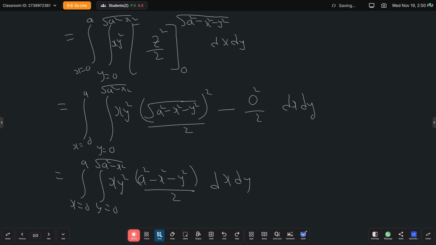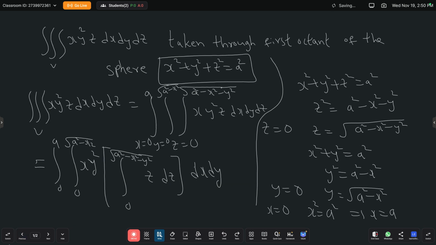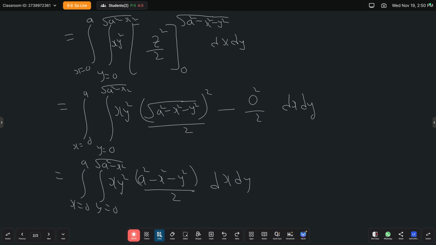So now we have to integrate the next one. First of all, in the first step, we have integrated with respect to z: integral 0 to root a square minus x square minus y square, z dz. Integral of z is z square by 2. So the limits are 0 to root a square minus x square minus y square. Here in place of z we have to substitute the upper limit, so it is root a square minus x square minus y square whole square by 2, minus, in place of z, the lower limit which is 0, so 0 square by 2.